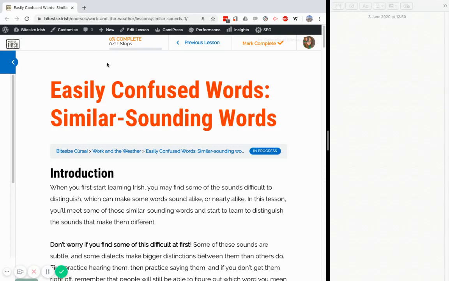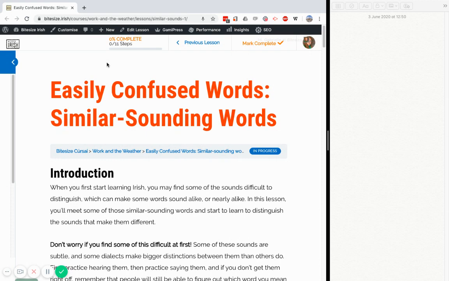Today I'm going to run through the lesson: easily confused words, similar sounding words. These are words that look very similar when written down, and they also sound similar. We'll run through their meaning, why they are actually pronounced differently, and how we can tell. A lot of this has to do with groups of vowels with a síneadh fada, the line above the vowels that makes the sound long.